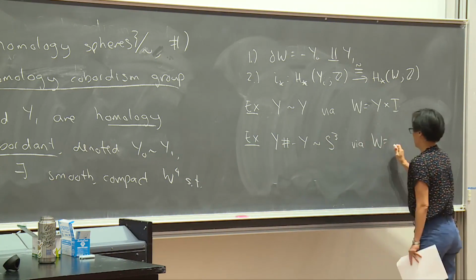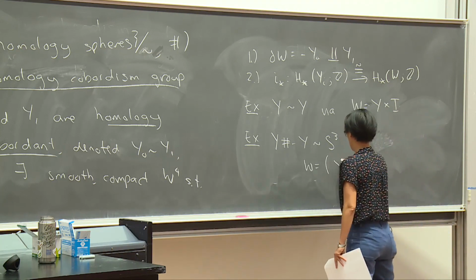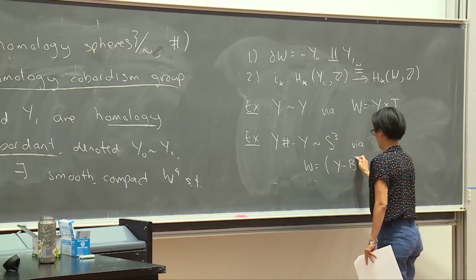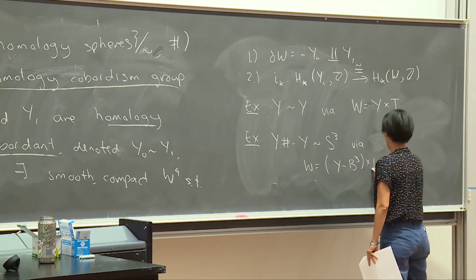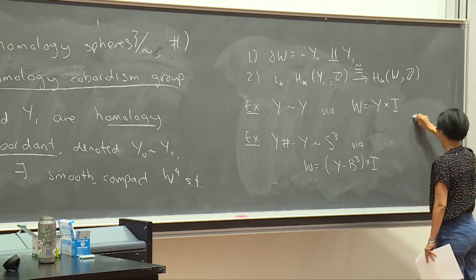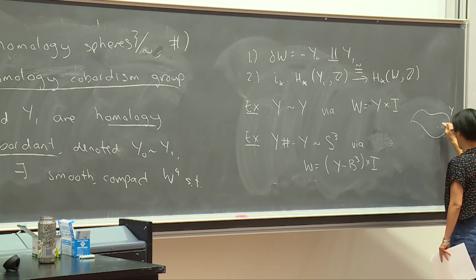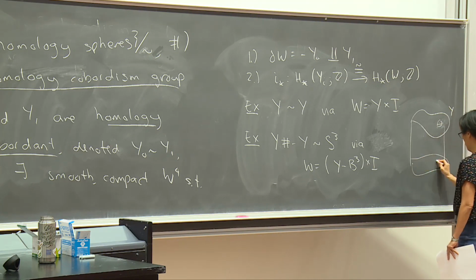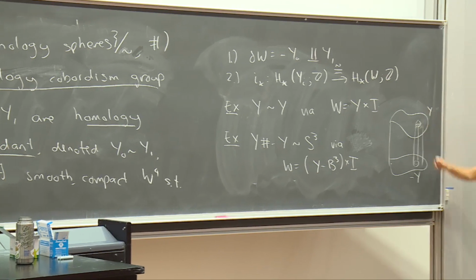So you take your three-manifold, remove a ball, and cross that with I. Let me draw a cartoon. Here's Y. I took out a little ball. I cross that with I. Great. Then the boundary of that is going to be Y connect sum minus Y.